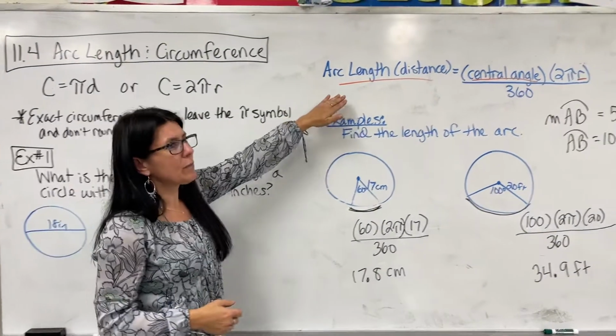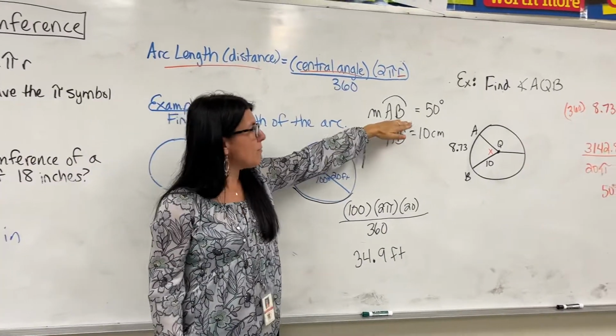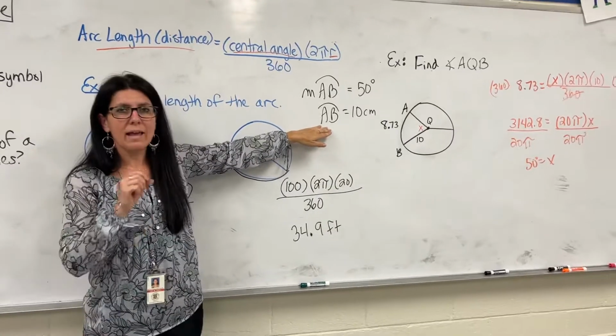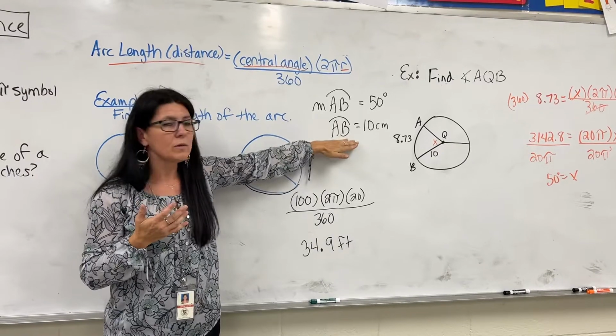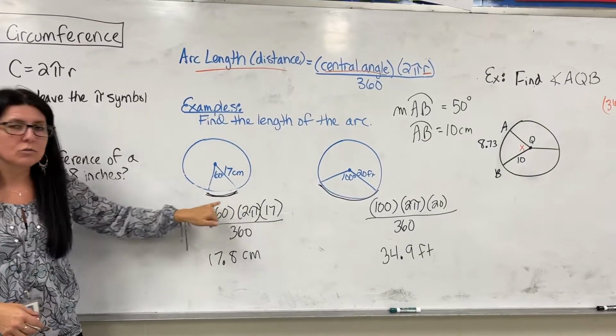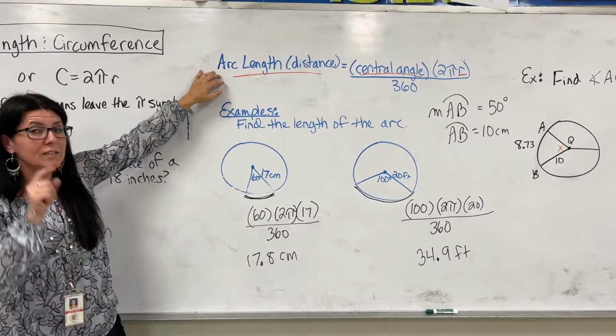Moving on, here's a new formula for today to find the arc length. Remember, in the past we talked about the measurement of an arc being in degrees. This means the length, like 10 centimeters or 5 inches or something like that. This is what we're talking about today. So to find that exact length of a partial circumference, this is the formula you'll use. Arc length, which is the distance.